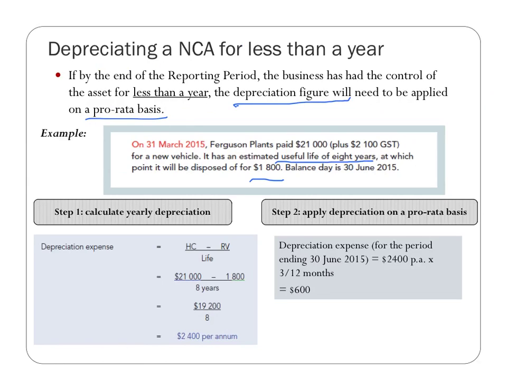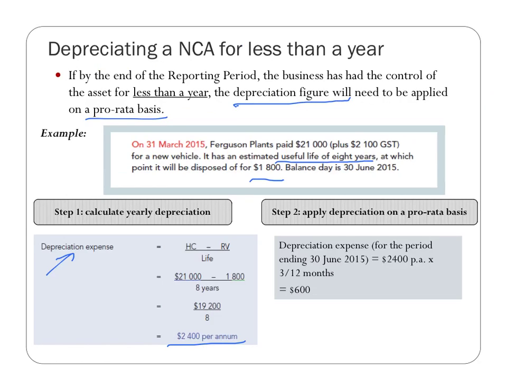So the first step is to calculate the annual depreciation. We just apply the depreciation expense formula: historical cost minus residual value, divided by useful life, the number of years, to get our depreciation expense per annum. So historical cost in this case is 21,000 minus 1,800, our residual value, divided by 8. Useful life is estimated to be 8 years. So the depreciation expense is $2,400 per annum.